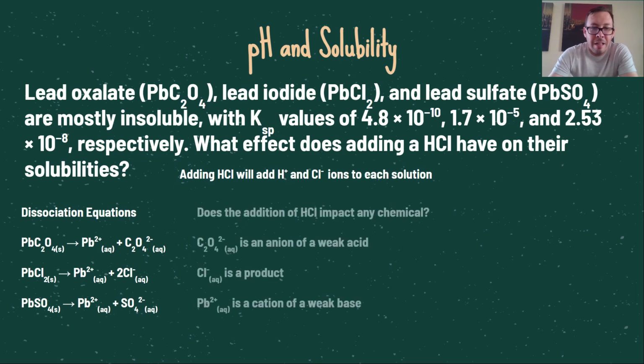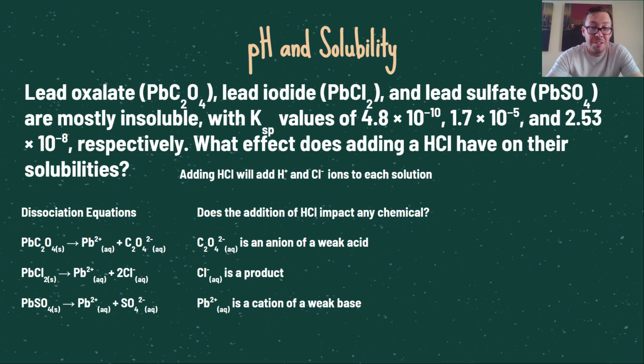So let's think about this. Does adding HCl impact any chemical? So the very first one, C2O4 2- is an anion of a weak acid. We know our strong acids. Remember that your strong acids are HCl, HBr, HI, HNO3, H2SO4, and HClO4. C2O4 is not one of those. So as a result, it is an anion of a weak acid.